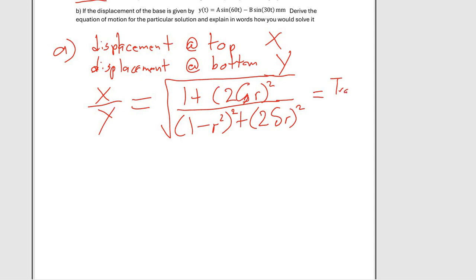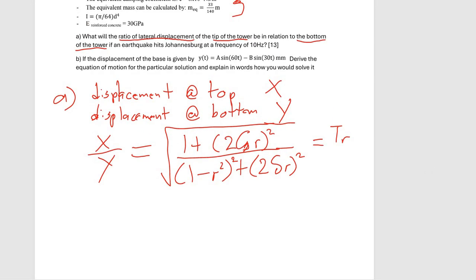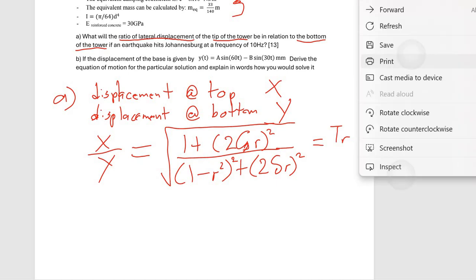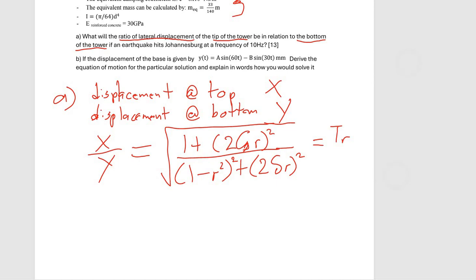So it's just basically the ratio of the displacement. In this case, the displacement of the earthquake is the one that is causing the excitation of the building. And in response, the building is going to move by a certain displacement, which we have attributed in this case as x. Okay, so basically this is what we want to find according to the question. What will the ratio of the lateral displacement of the tip of the tower be? Okay, so that's what we want to find.